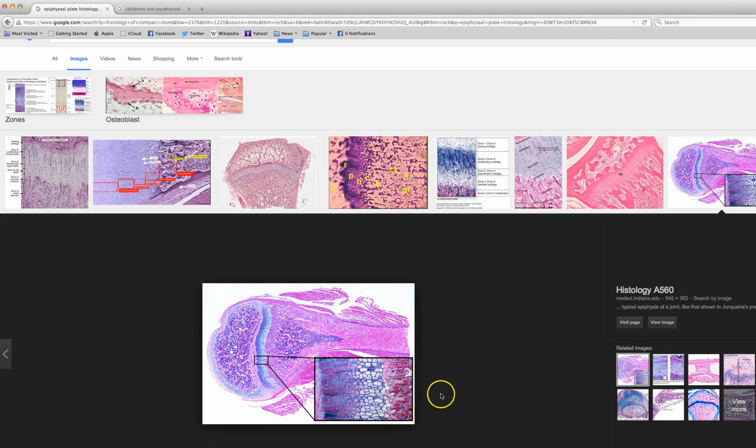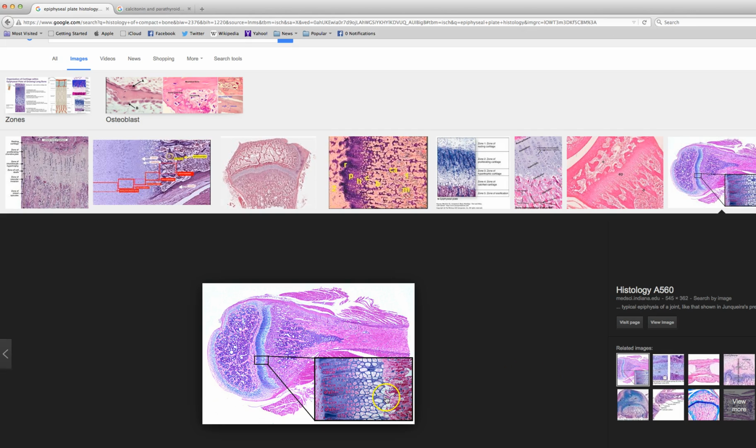Here's another histology slide of it. So resting zone, you can see them proliferating here. Here they're getting hypertrophic and then dying, and then they turn into bone tissue. So that is kind of an example of that.